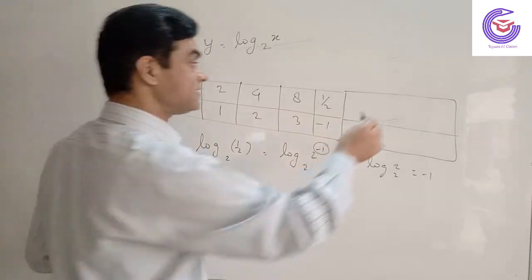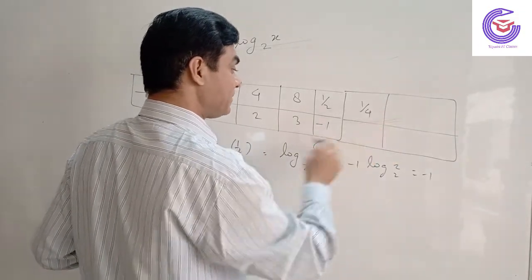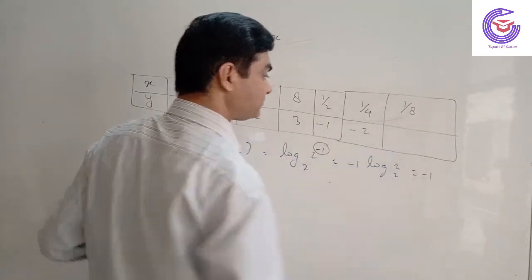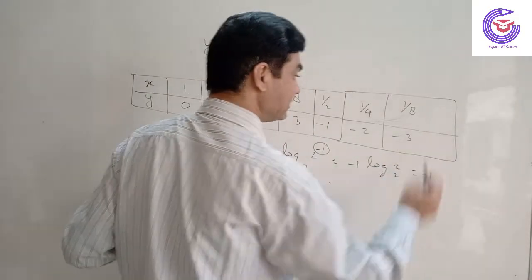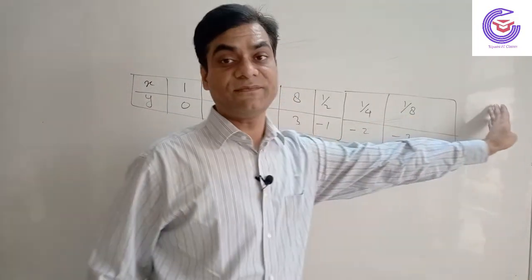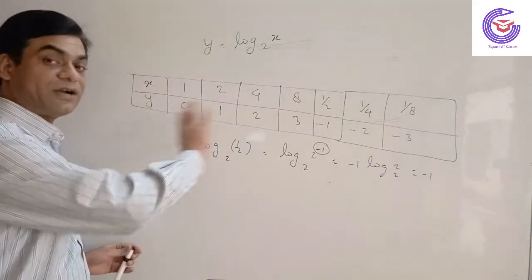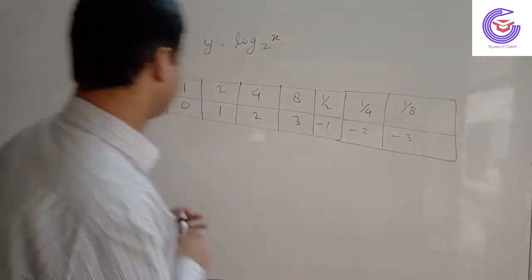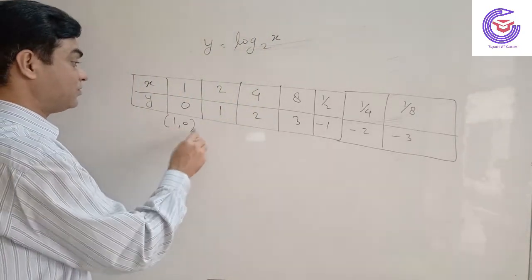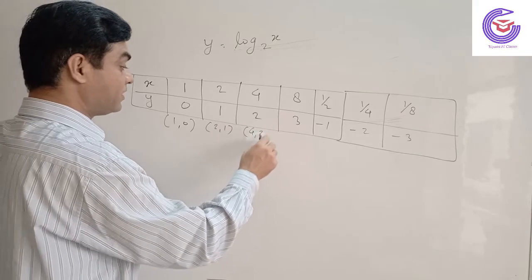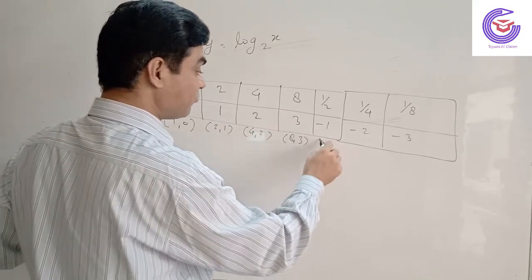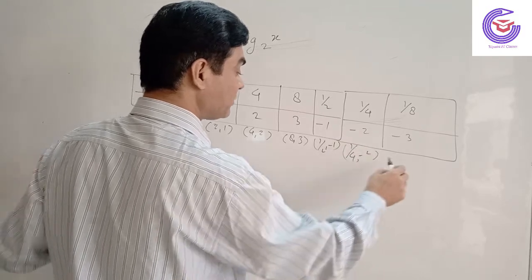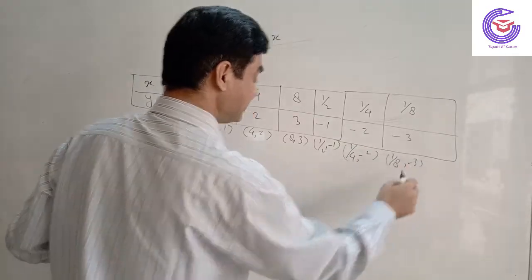In a similar manner, when x is 1 by 4, this will become minus 2. When x is 1 by 8, this will become minus 3. And for x negative, the function is not defined. So let's plot these points on the Cartesian plane. The points are 1, 0; 2, 1; 4, 2; 8, 3; and 1 by 2, minus 1; 1 by 4, minus 2; 1 by 8, minus 3.